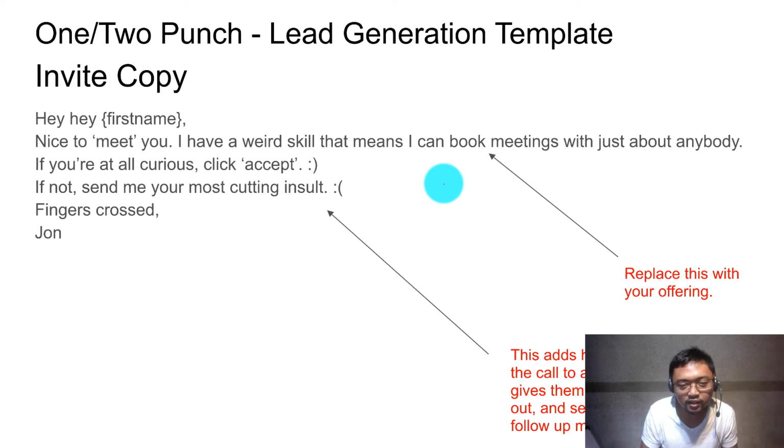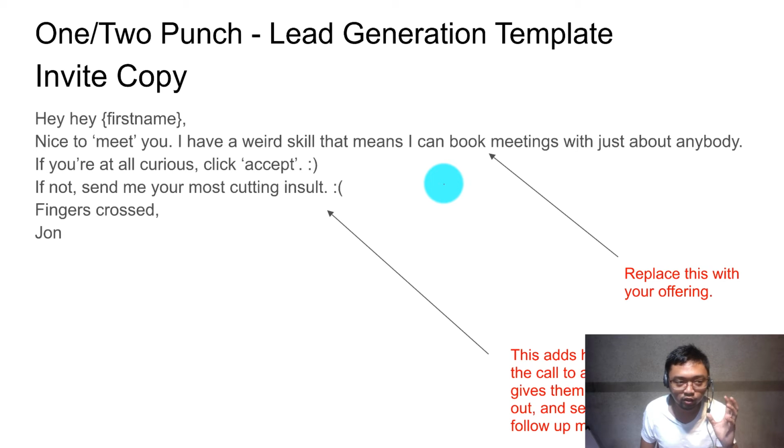And please hire me. Um, it's needy. It's needy. Clients don't like that, right? Okay. You can replace your offering with I can book meetings. So if you're selling something else, like if you're a social media manager, you can say I have a weird skill that means I can manage social media accounts in the health niche. You can replace that with your offering, and try to play with this.